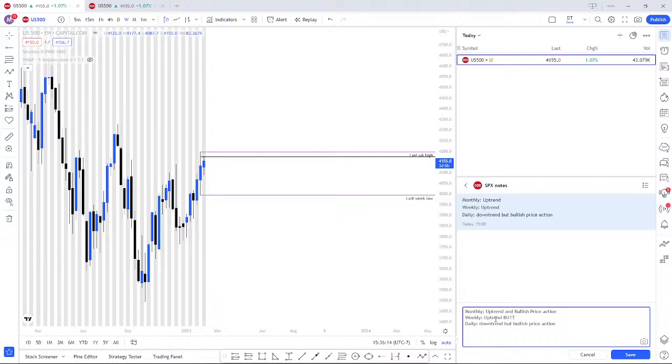Let me just add another T real quick. All right, uptrend, but I just gotta add another T. Uptrend, but indecisive price action. Wait, can I not spell indecisive price?